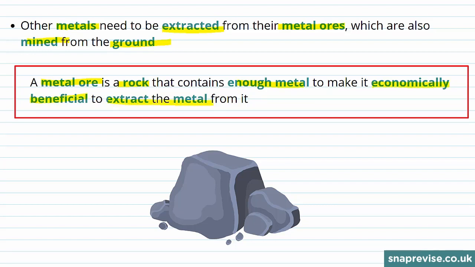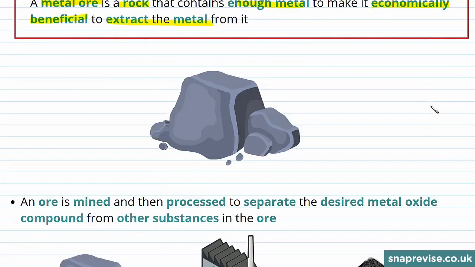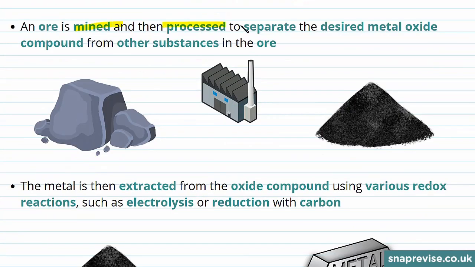We make this distinction because all rocks will contain trace elements, very small amounts of metals or metal compounds. An ore contains one or more metals in large enough quantities that it's worth doing the extraction process. After an ore is mined, it's normally processed in order to separate out the desired metal oxide compound from other substances that are present in the ore.